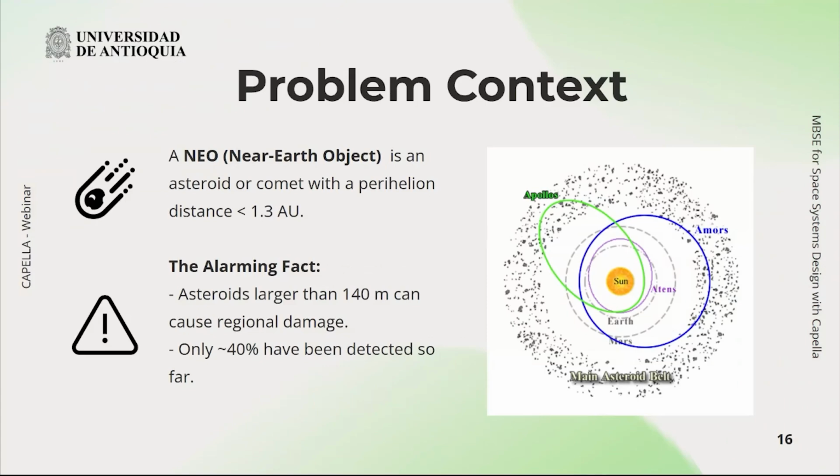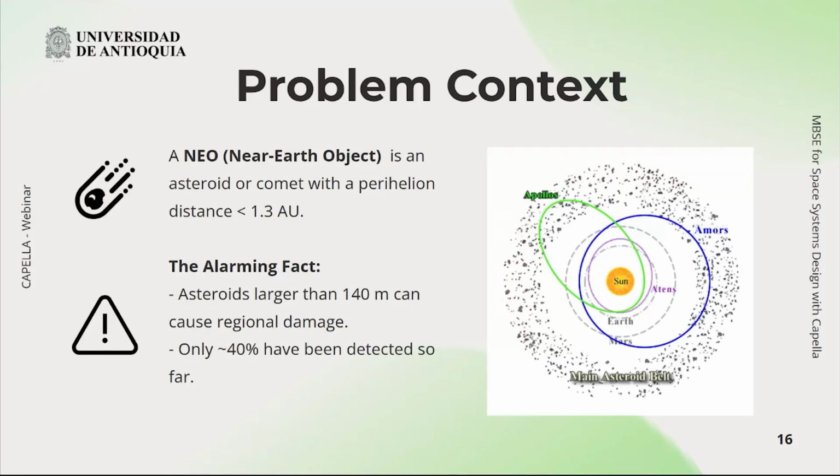I would like to start with the definition of NEO, a near-Earth object. Near-Earth objects are asteroids or comets whose orbits have been influenced by the gravitational pulls of nearby planets, mainly by Jupiter, because as you can see, most of them come from the main asteroid belt. And those gravitational effects allow them to come close to Earth's orbit.